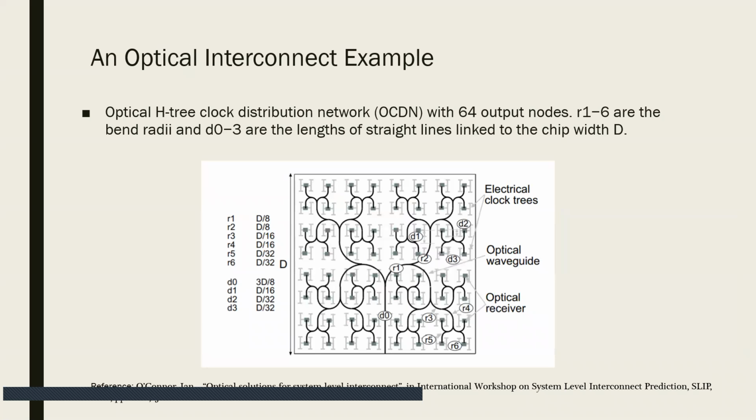And this slide shows an example of optical H-tree clock distribution network. We can still see that the electrical clock trees are still there, while the optical waveguide is added to resolve the latency between the clock delivery. And there are optical receivers at each end of each unit of this tree.